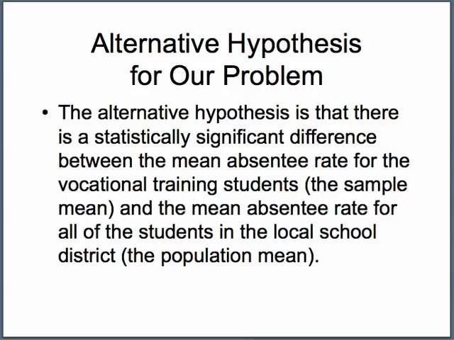If there is a null hypothesis, then there must be an alternative hypothesis. In our problem, the alternative hypothesis is that there is a statistically significant difference between the mean absentee rate for the vocational training students, the sample mean, and the mean absentee rate for all the students in the local school district, the population mean.